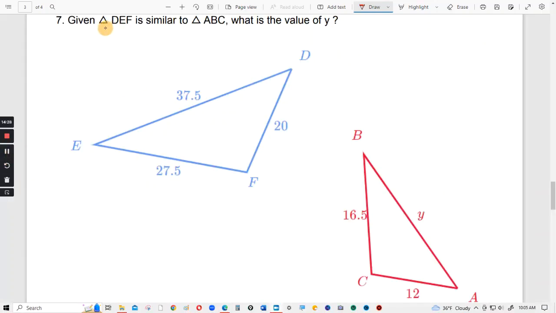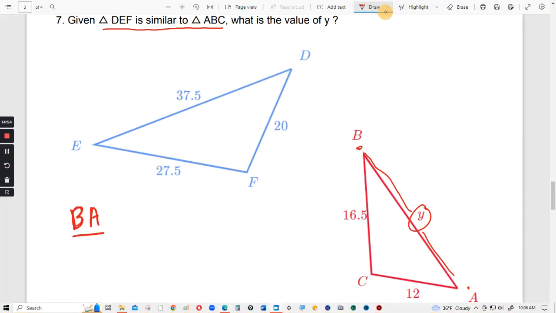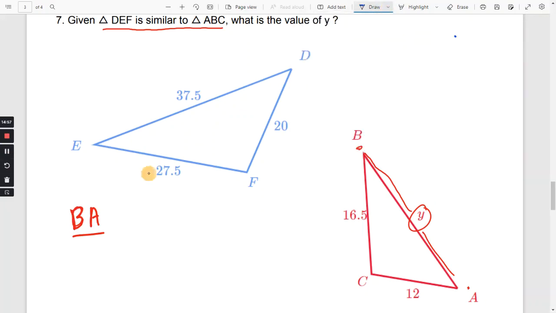Okay, here it's given that these are similar triangles, and we want to solve for y. That's this side length right here. So I am going to use this side length first when I make my fractions, and that's going to be BA. Okay, so I'm going to put that in the numerator. And what you want to do is be consistent. So BA is from triangle ABC. So I'm going to put ABC in the numerator, and this triangle DEF goes in the denominator.